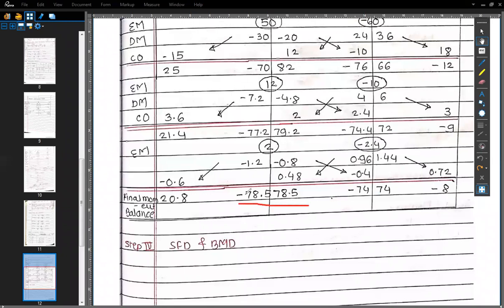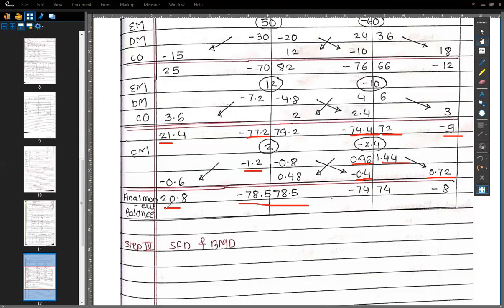Just look at here, we are going to add up, first plus 21.4 minus 0.6, that is 20.8, then minus 77.2 minus 1.2, that is minus 78.5, then again 79.2 minus 0.8 plus 0.48, that is 78.5. Okay, so we are going to do the arithmetic sum of these movements. Minus 9 plus 0.72, minus 8. So look at the joints. So we are interested in balancing the joints.